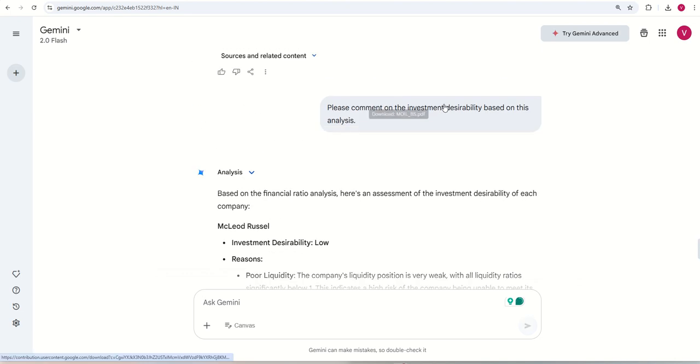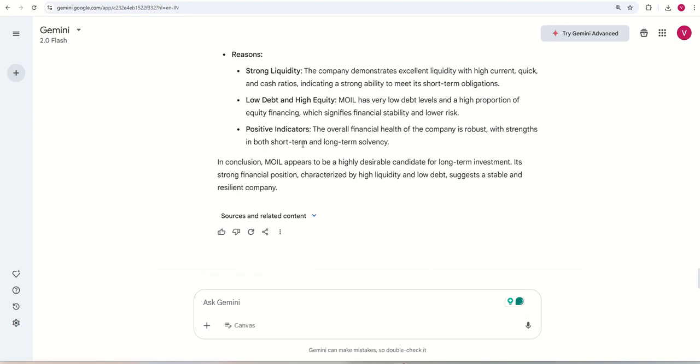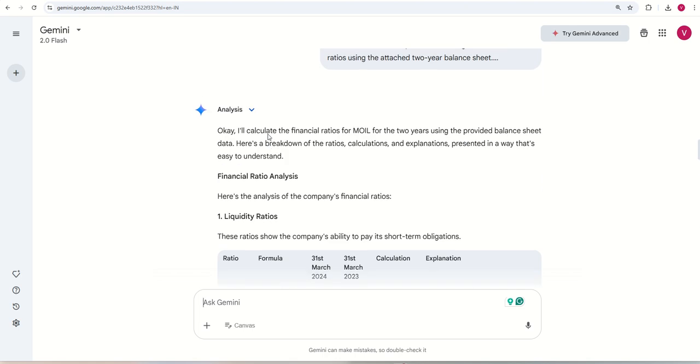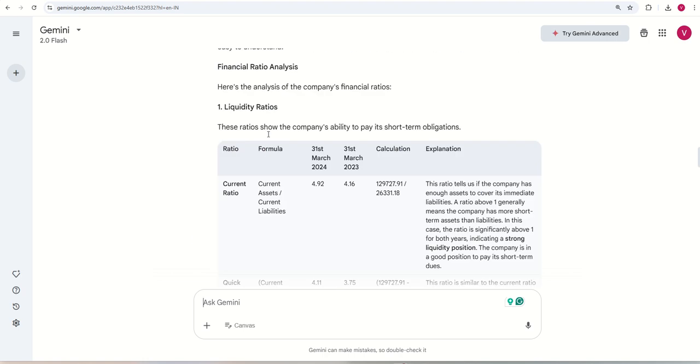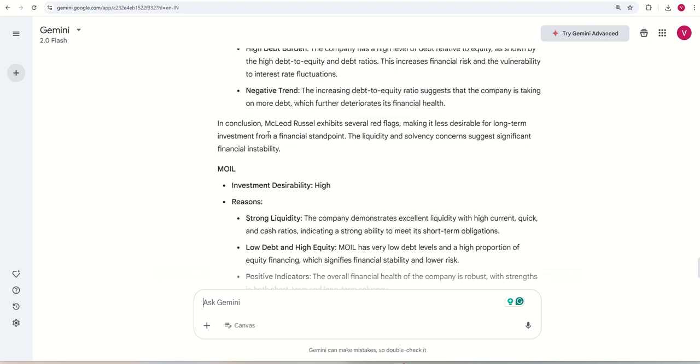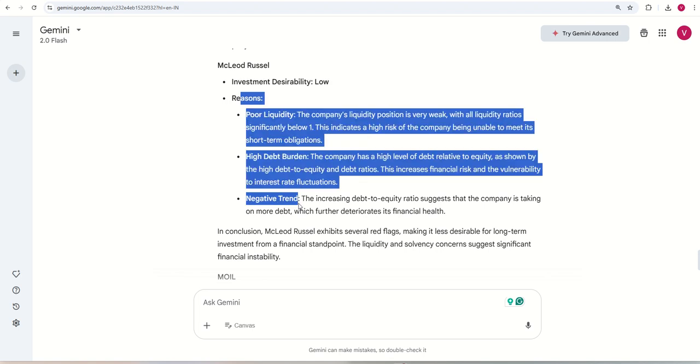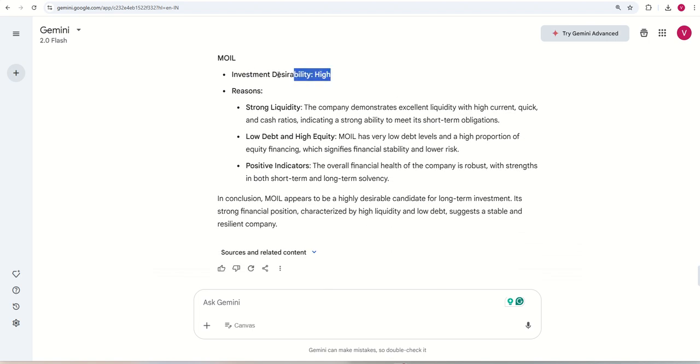Oh, let me again upload. Okay, earlier I had uploaded McLeod prior to this video, so it is comparing both. For McLeod, it is saying the investment desirability is very low, and gives the reasons. Similarly, for MOIL, it is very high, and gives the reasons.